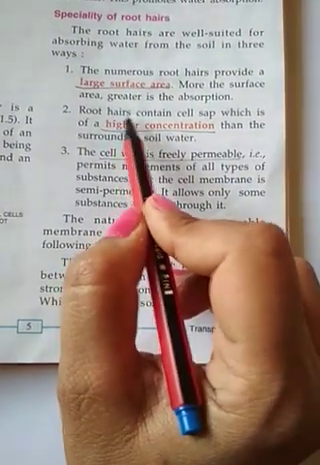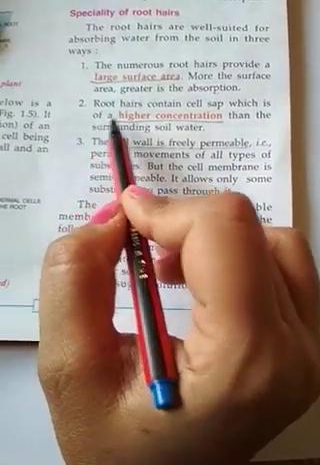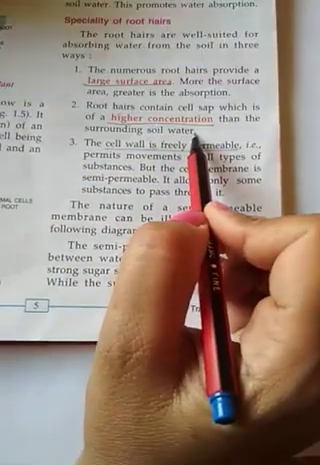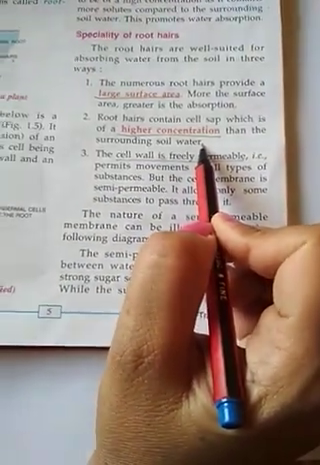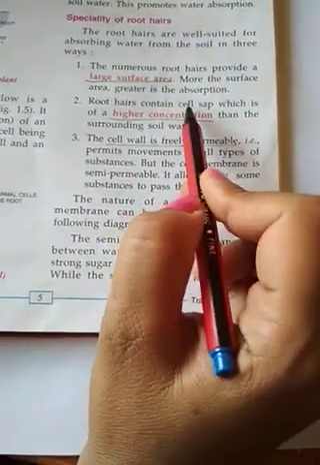Root hairs contain cell sap, which is of higher concentration than the surrounding soil water. So that is again the specialty of root hairs, because they contain the cell sap.